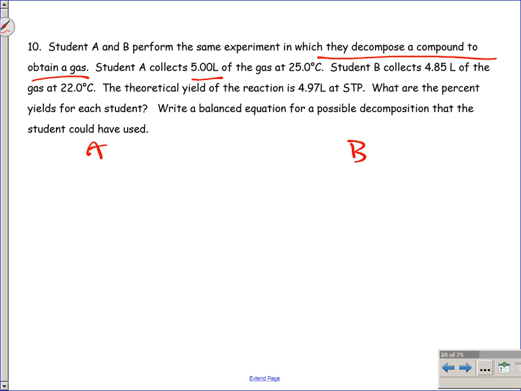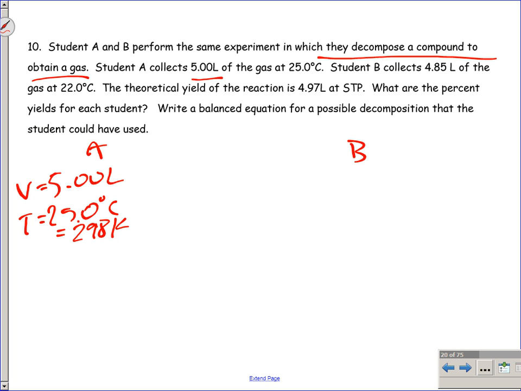Student A collects 5 liters of the gas at 25 degrees C. Automatically, you write degrees C, what do you need to do? Convert to Kelvin. What is that actually? 298 Kelvin. Okay, so that's a volume and that's a temperature. Cool? So immediately take your temperature from Celsius to Kelvin. Don't forget, because then at the end you might forget when you plug in. What? It's 290. That is right. 273 plus 25? 273, 293, 280.